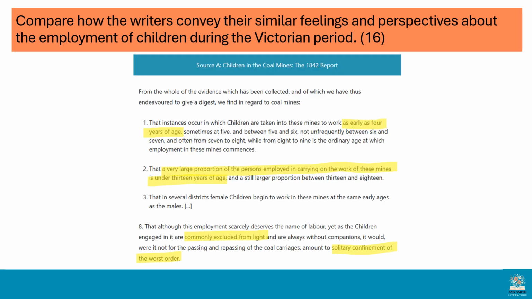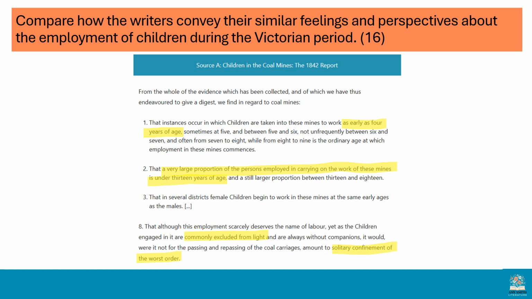Right, let's think about the next thing we've got to do for this question, which is analyse the language. We've thought about the feelings and perspectives. Now we need to think about how the writers have used vocabulary, language devices, literary methods to communicate their ideas. On the screen, you can see that I've highlighted the sections that have jumped out at me the most.